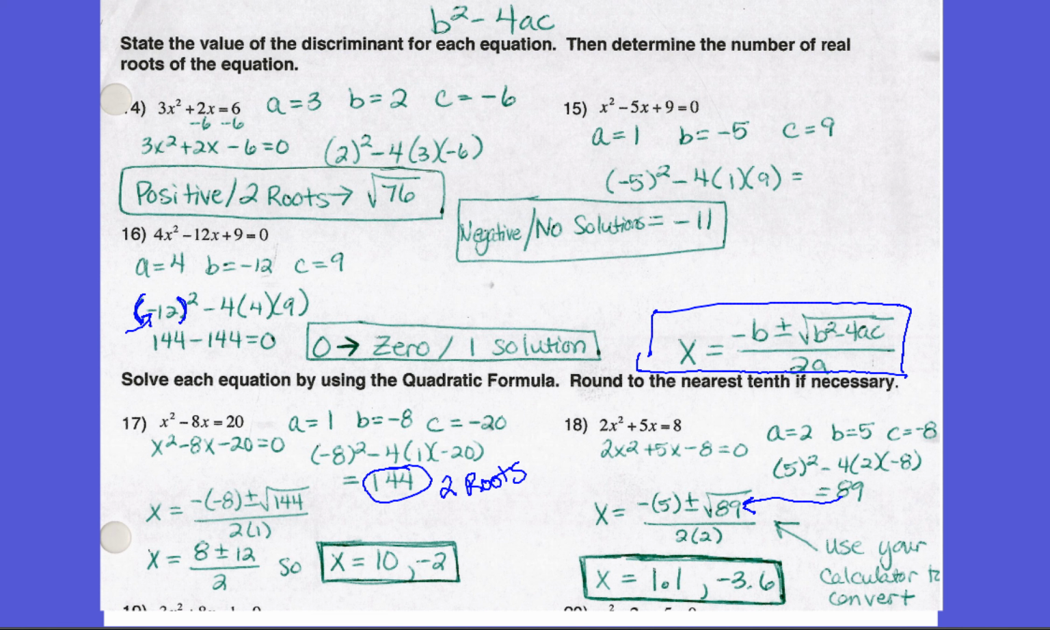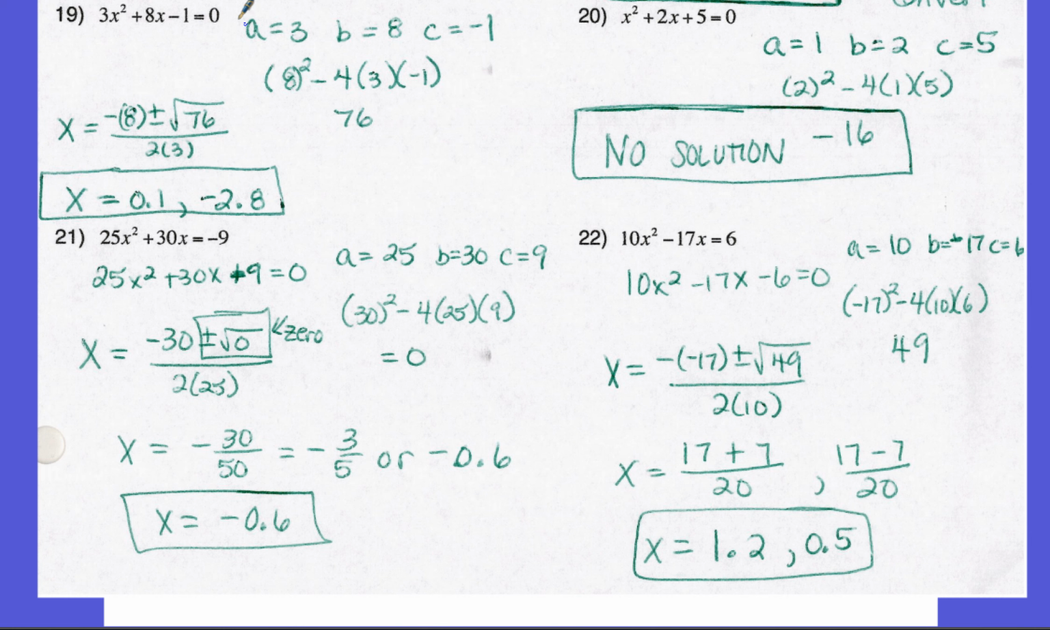All right, last ones. So if I look at 19, same thing. It's already equal to 0 for me. So A equals 3, B equals 8, C equals negative 1. When I plug it into the discriminant, we get 76. That's a positive number, so that means we should get 2 answers. So we get negative B plus or minus the square root of 76 all over 2 times A. When we plug this into our calculator, we should get 0.1 and negative 2.8.